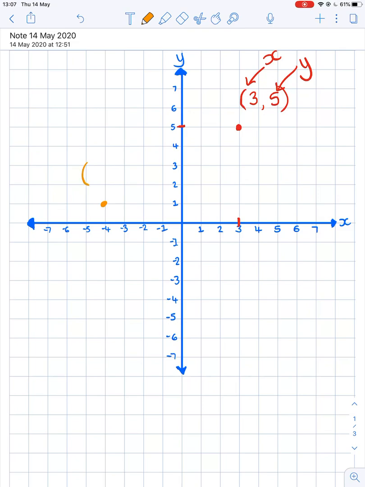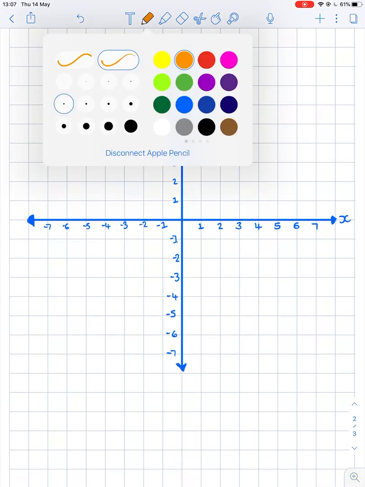What do you think this time would be the x value? So where am I in terms of the x-axis? I'm at -4. And the y value, where are we in terms of the y-axis? We're at 1. It's important to remember the first value is always called x and the second value is always called y. Now we can look at a line.